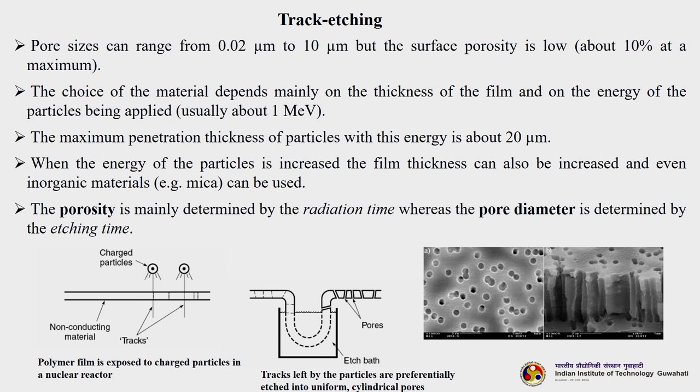So, usually pore sizes of 0.2 micron to 10 micron are obtained, however, the surface porosity is low, about 10%. The choice of polymeric material depends mainly on the thickness of the film and on the energy of the particles that is being applied, okay, how much radiation you are applying actually. So, the maximum penetration thickness of the particles with this energy is usually about 20 micron, right. When the energy of the particles is increased, the film thickness can also be increased, and even inorganic materials can be used. Usually polymeric materials are used, however, in recent years some advancements have taken place where they have used some inorganic materials also, as for example mica, okay.